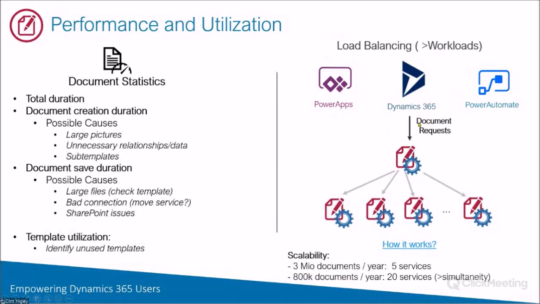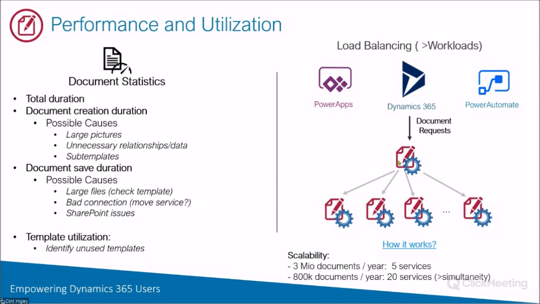Want to cover a little bit about load balancing, to get you familiar with that term. So basically, again, you can see we have Power Apps, Dynamics 365, and Power Automate sending document requests. Normally when you start out, you only have one service. So one thing you have to think about as you're setting this up is how many documents am I going to be generating? How many people are going to be generating documents at the same time?